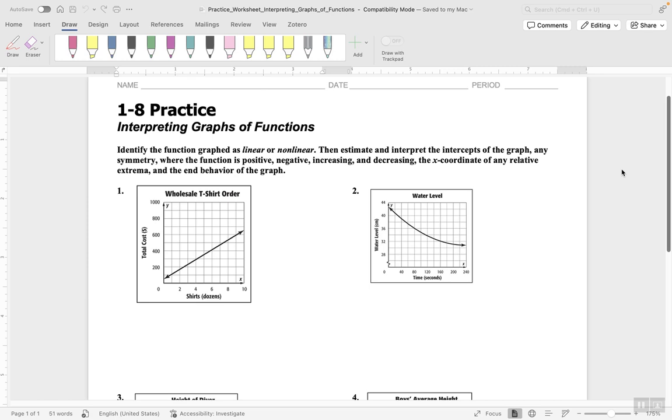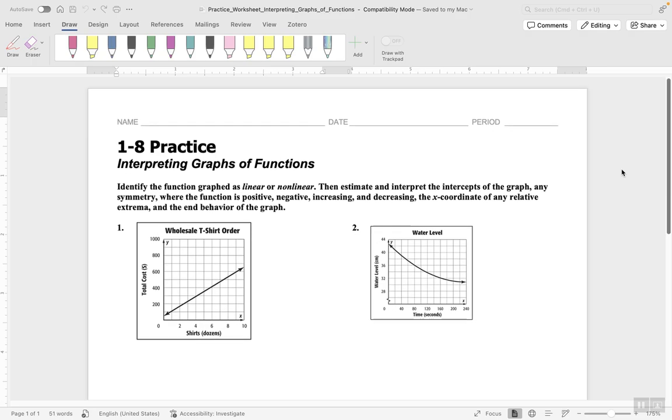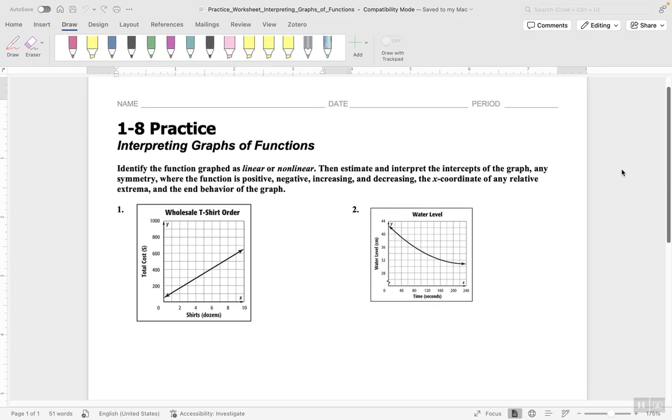So there's a lot of things. Your assignment's going to look basically like this, 4 questions where you have to find a lot of information about each of the graphs. So we're going to just kind of go through this. We'll have to write if it's linear or nonlinear. We'll have to estimate the intercepts of the graph. That's your x and y, so your x-intercepts and your y-intercepts.